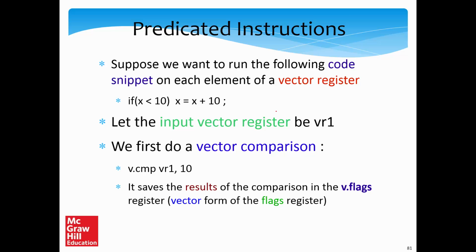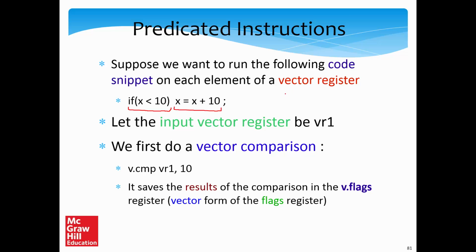Now let's consider if statements in the world of vector processors. Suppose we want to run the following code snippet on each element of a vector register: if x is less than 10, where x is the value, mind you, it's not a vector, it's a single value, then x equals x plus 10.